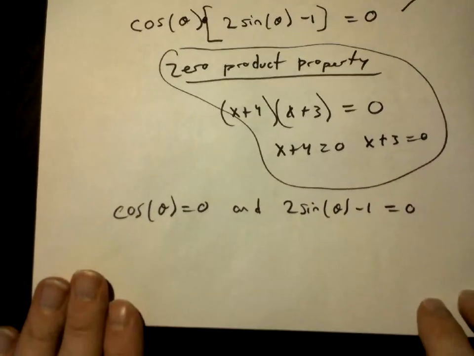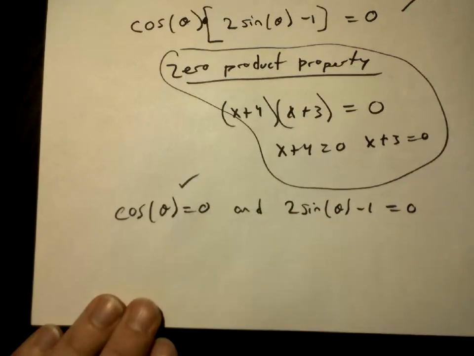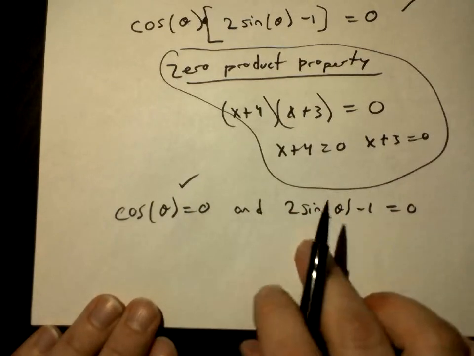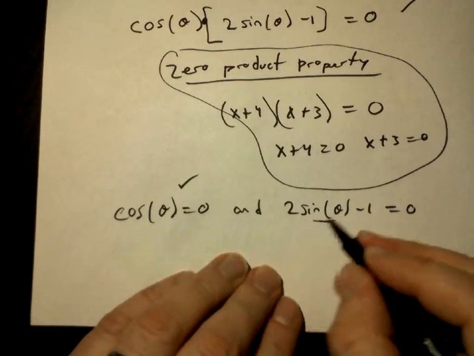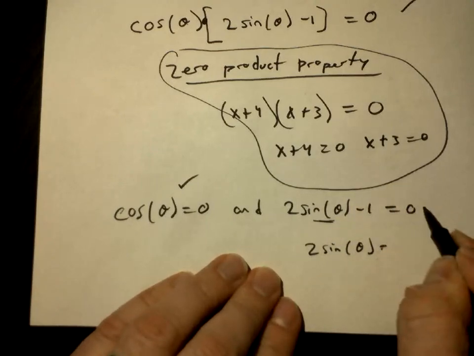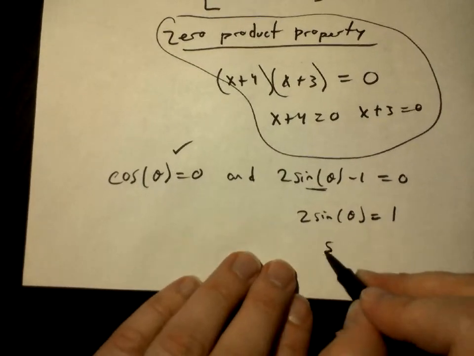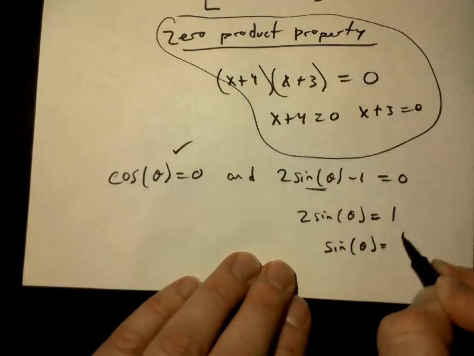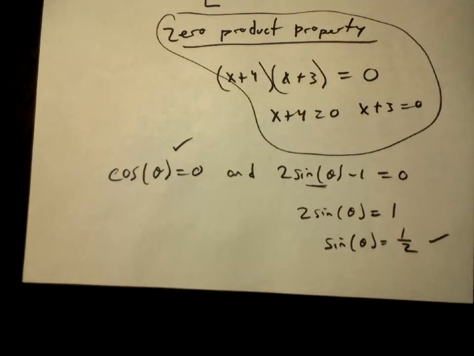Now guess what you have to do? This one's done. This one's done. So we're done with that one. We got to solve for cosine here. We got to solve for sine. So here we go. We're going to go 2 sine theta, move this one over, divide by 2. And that would give you sine theta equals 1/2. And that one's done.